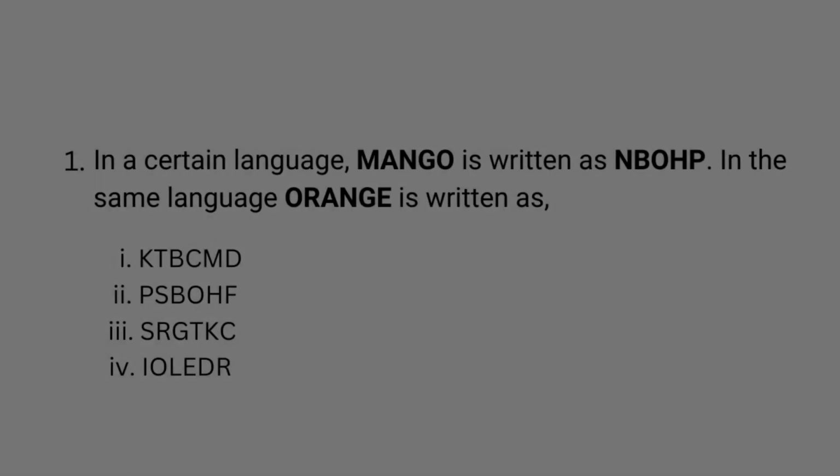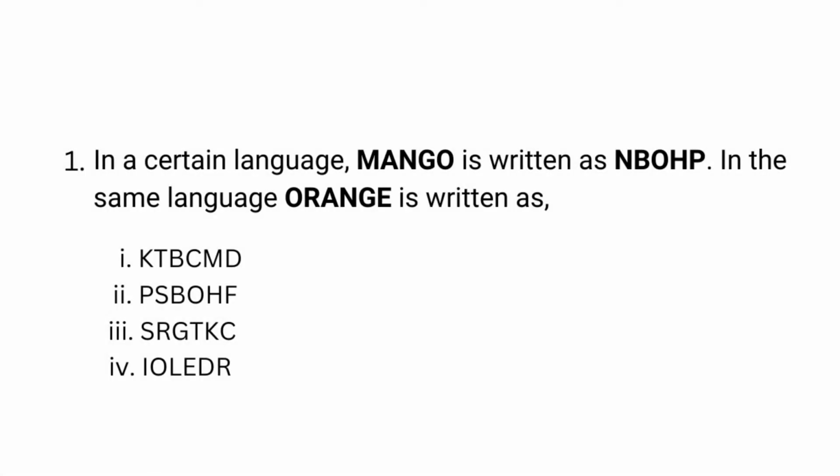Let's go to the first coding and decoding problem. In a certain language, mango is written as NBOHP. In the same language, orange is written as. There are 4 answers and you have to find the correct answer.